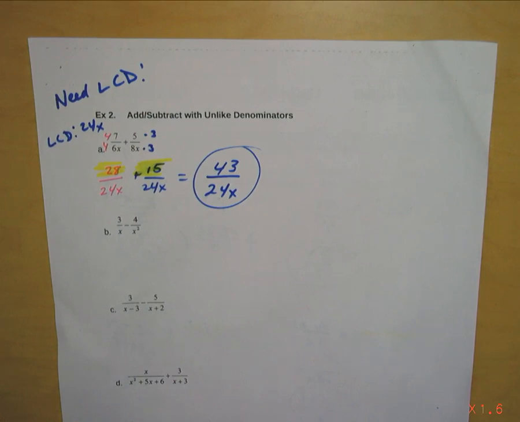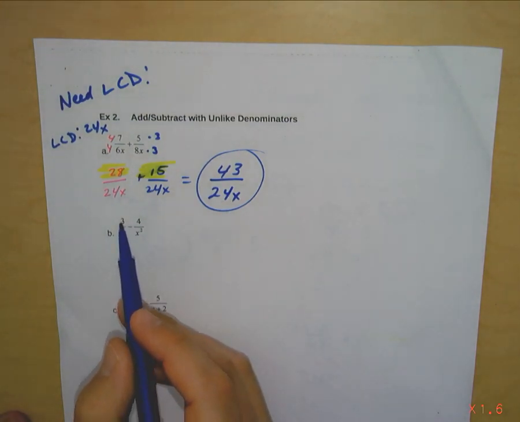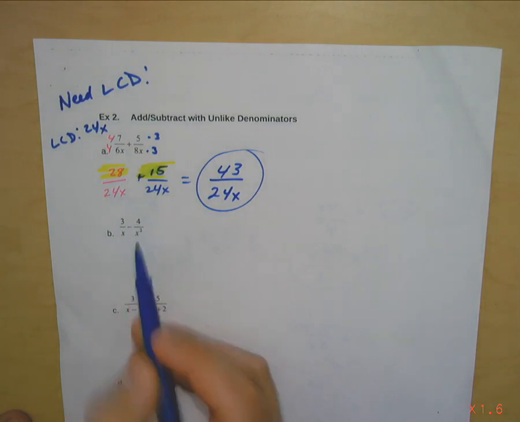So if you don't have common denominators, we need to get them, and getting them is not too bad. But again, it's getting tougher, right? This is how math is. We start with something easy, and then it gets a little bit tougher. All right, so we take a look at the next one. I've got 3 over x minus 4 over x squared.